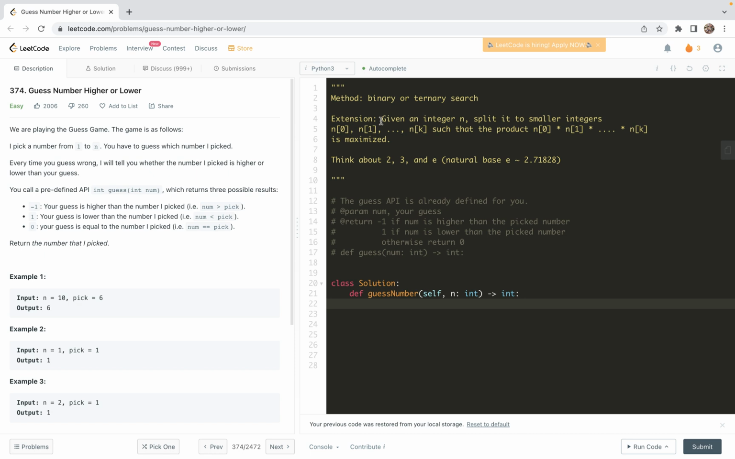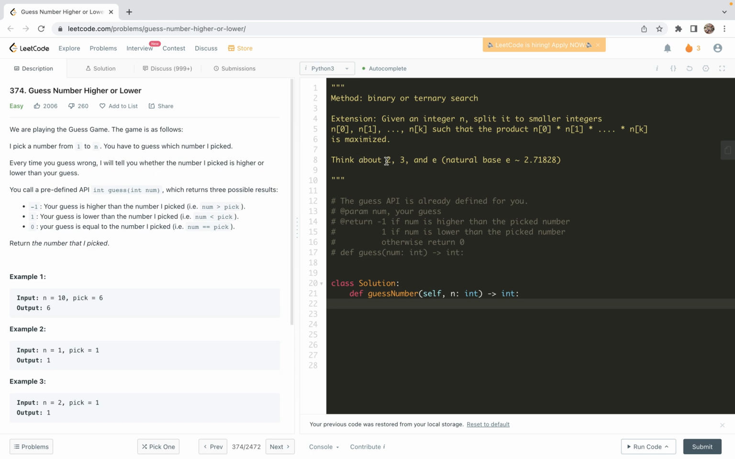Before we write code, let me first introduce this extension problem. You can think of this: given a positive integer m, we want to split it into smaller integers n0, n1 up to nk. In other words, the sum of these numbers equals m, and we want the product to be maximized. How do we do the split? You can also consider it this way: given an integer n, we want to split it into several parts, as close as possible, such that the product is maximized.